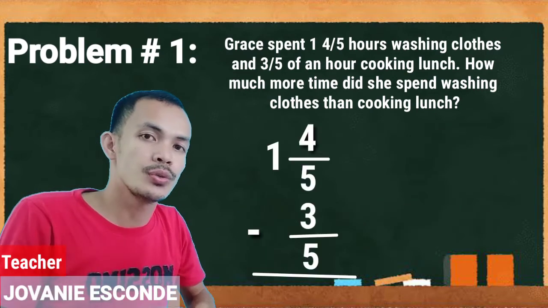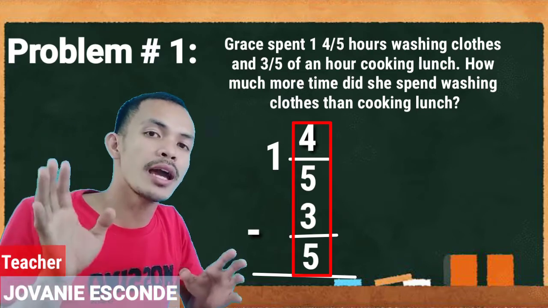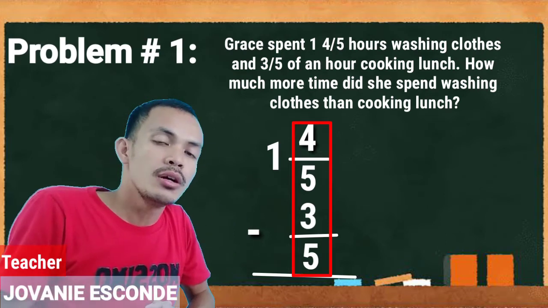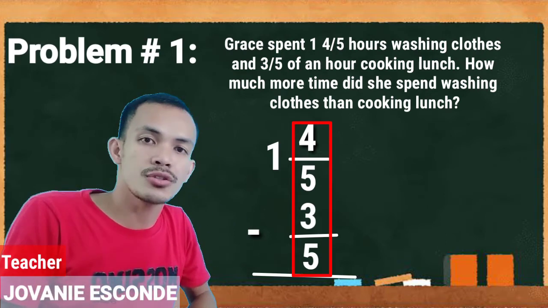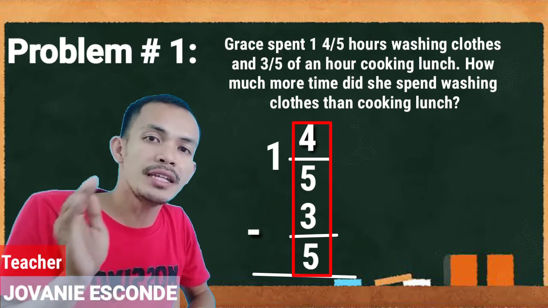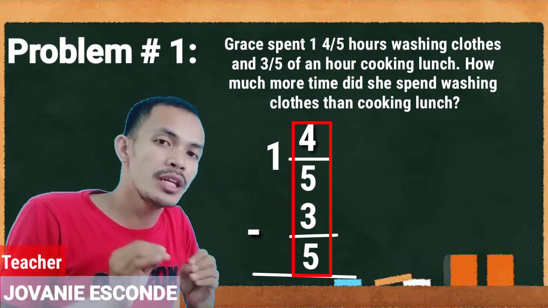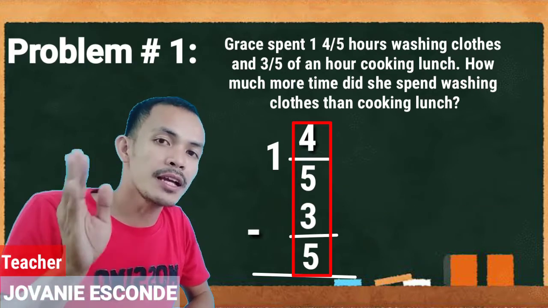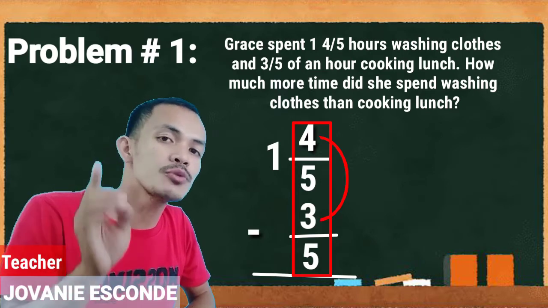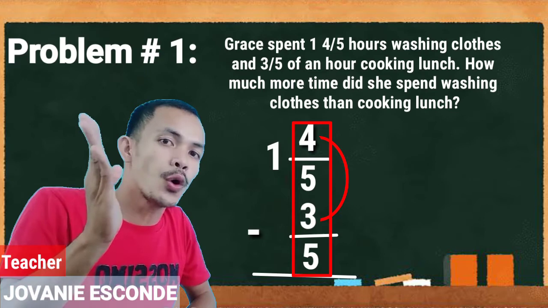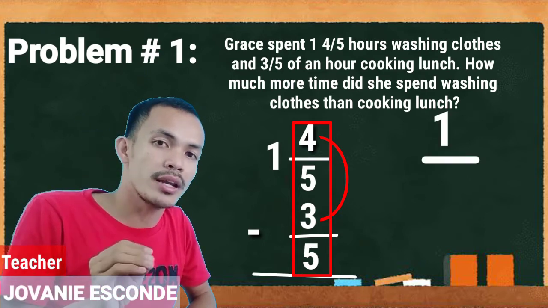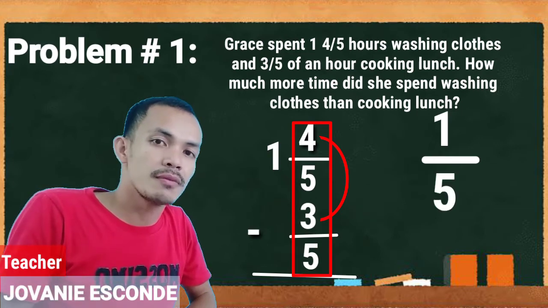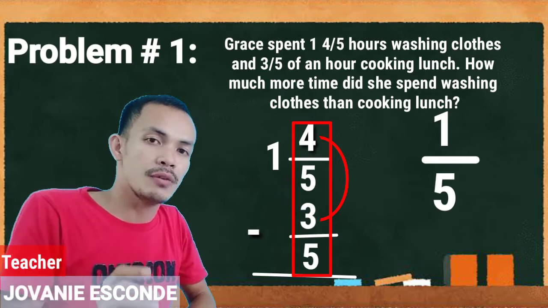So first thing to do, step number 1, you have to align the fractions and also compare them. This kind of fraction is an example of similar fractions. So there is no need for us to find the LCD because they already have a common denominator, which is 5. So we align, and next you subtract the numerators. 4 minus 3 is 1, and then copy the common denominator, which is 5. So we now have 1/5.